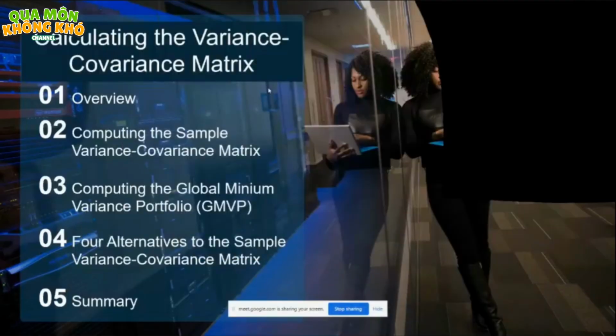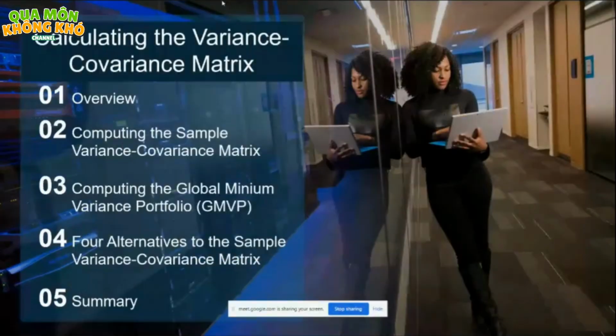Now we'll go to the first part. In this part we will learn how to calculate the variance and covariance matrix, which includes 5 sections: overview, computing the sample variance covariance matrix, computing the global minimum variance portfolio GMVP as an alternative to the sample variance covariance matrix, and summary.